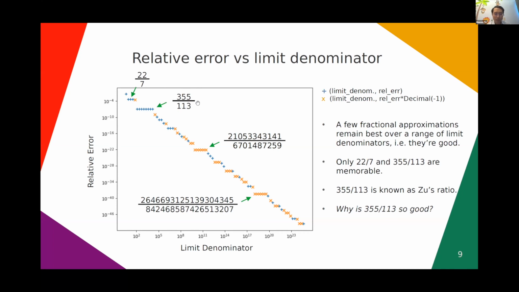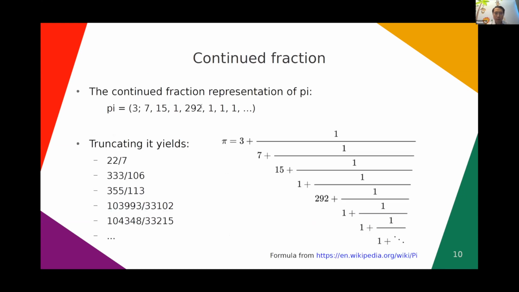And by the way, this ratio of 355 divided by 113 was known historically as Zu's ratio. It was discovered by a mathematician in the 5th century in China. So it was an interesting one in there.